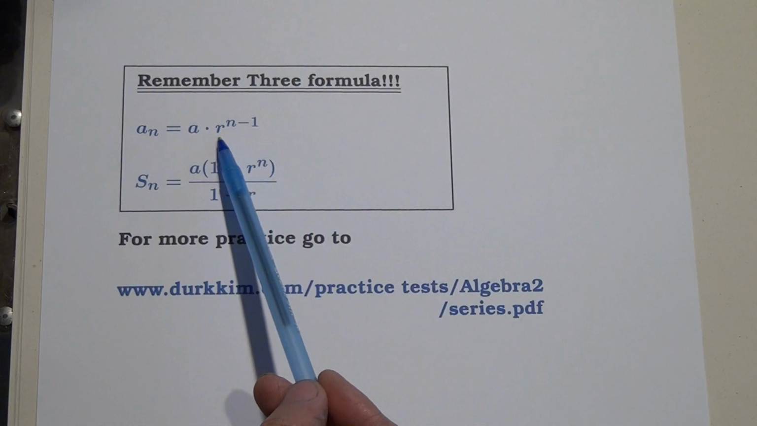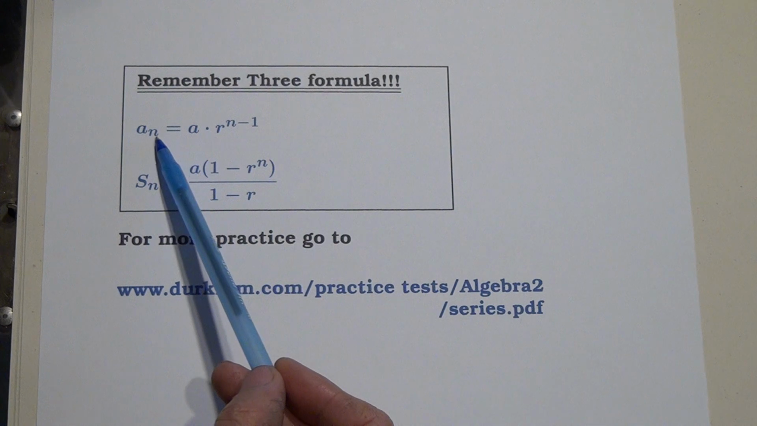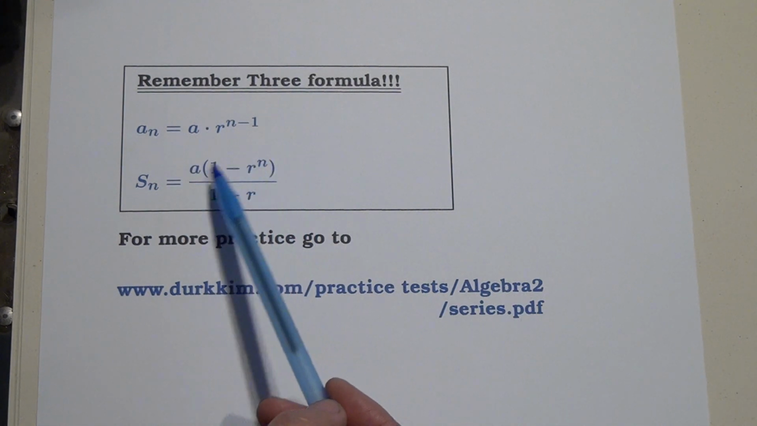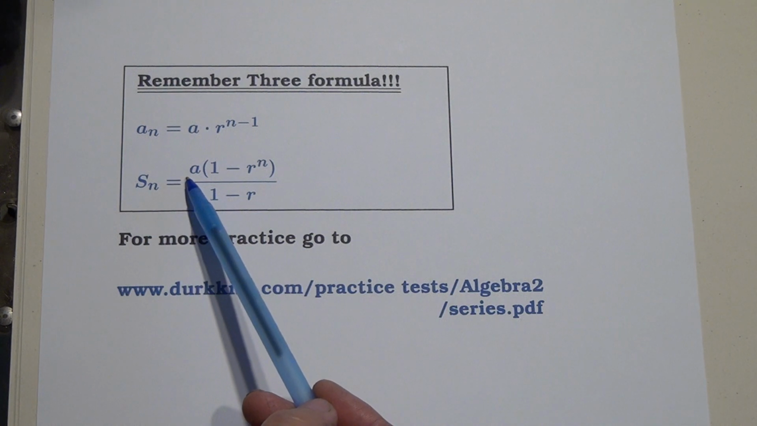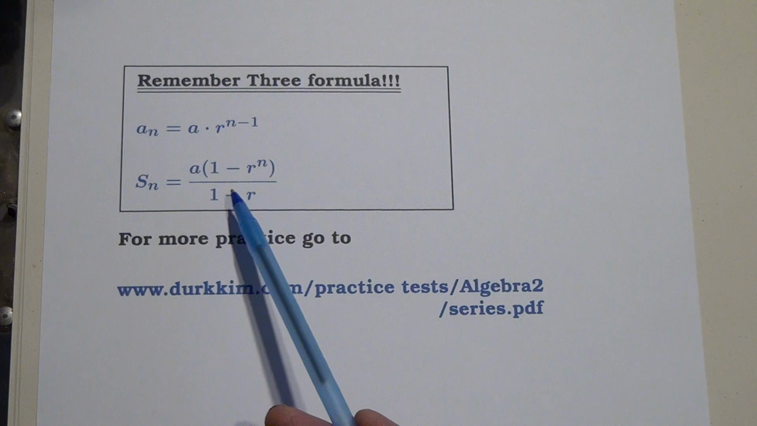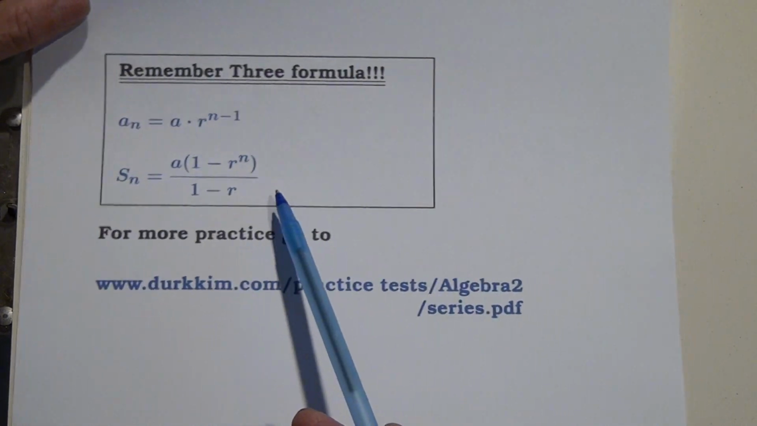Okay, formula-wise, it's very simple. The nth term will be a times r to the n minus 1 power, and the sum is obtained by a times (1 minus r to the n power) divided by 1 minus r.